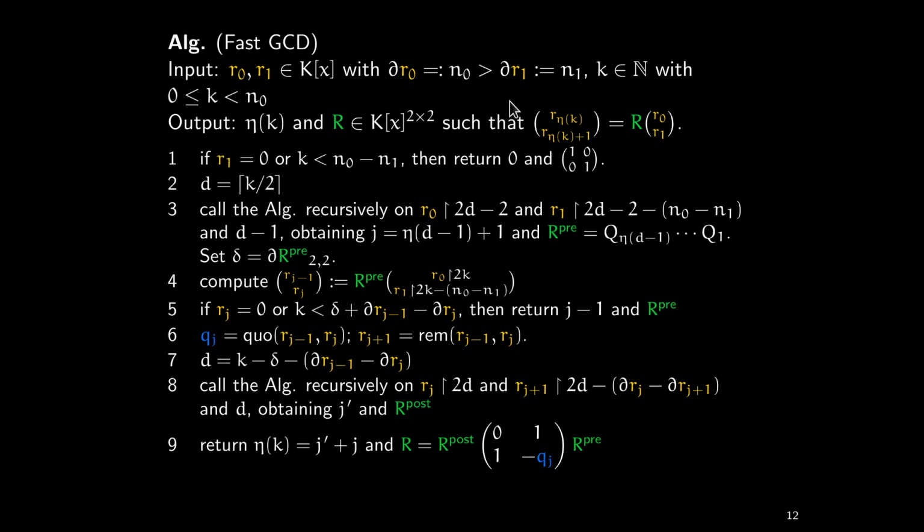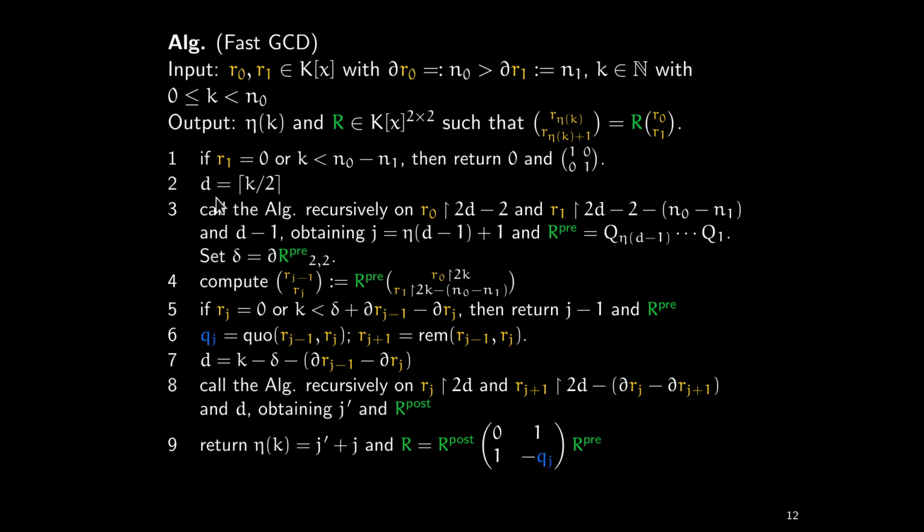So it could be that the remainder here is already 0, or that there's a degree underflow, and in any of these cases, you know that you are done. And now here is the problem division.